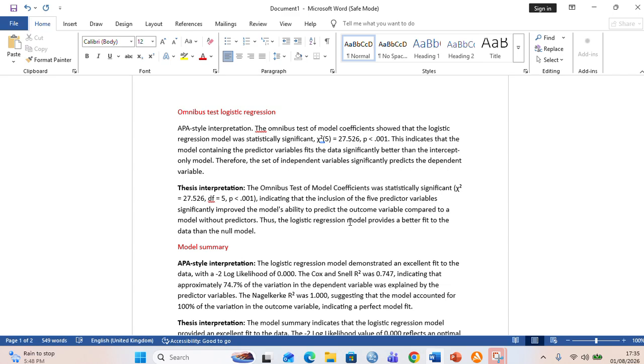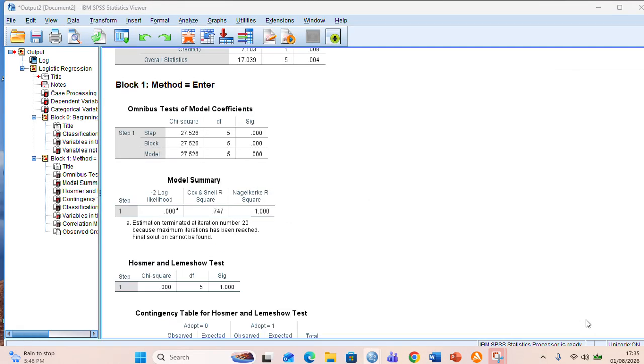Thus, the logistic regression model provides a better fit to the data than the model. So after you interpret the omnibus test for the logistic regression, you come to what we call the model summary. For the model summary, we have the log likelihood, the Cox and Snell R square, and then the Nagelkerke R square. This is a very important table that you need to interpret.